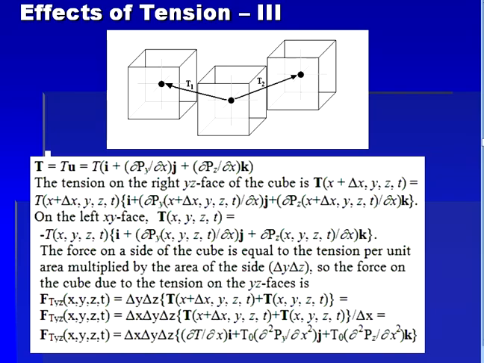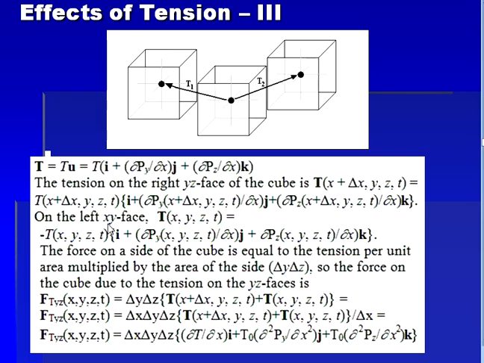With the unit vector for the tension just derived, we can express the tension force as T times U, where T is the magnitude of the tension and U is the unit vector that we've just derived. We can expand that unit vector in the form that we just saw on the previous slide. Now the tension on the right YZ face of the cube will be the tension evaluated at x plus delta x, y, z, and t. And that'll be the magnitude of the tension at that point multiplied by the unit vector at that point.